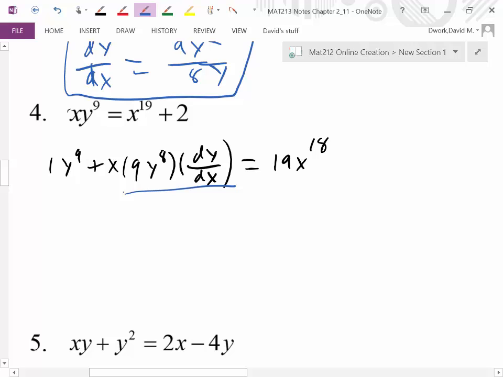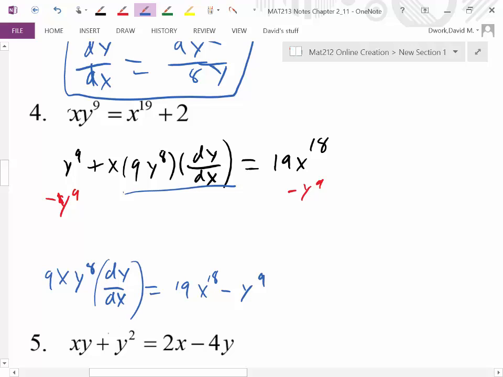So 1 times y to the 9th, that's the same thing as just y to the 9th, right? So what we're going to do is say, we're going to subtract that over, no matter what it is. If it doesn't have a dy/dx, it subtracts over. All right? So then that's going to leave us with 9xy to the 8th dy/dx, which is equal to 19x to the 18th minus y to the 9th. Okay. Now that we got dy/dx over here, how do you get it by itself? Well, this stuff's multiplying, so we're going to go ahead and divide it.